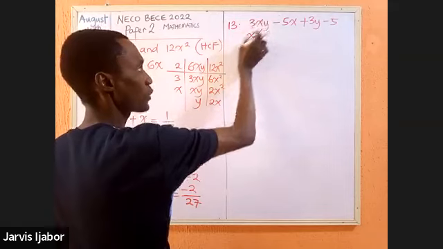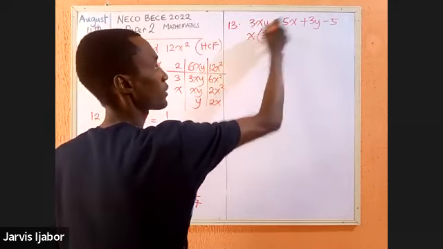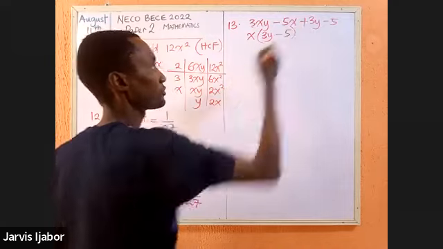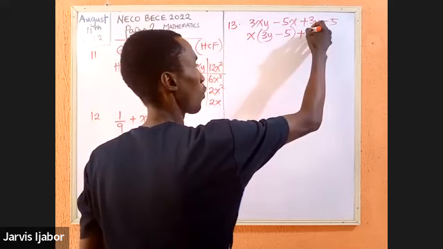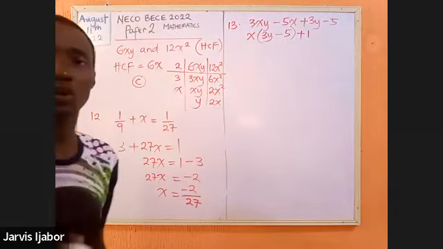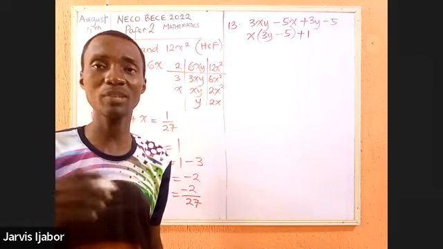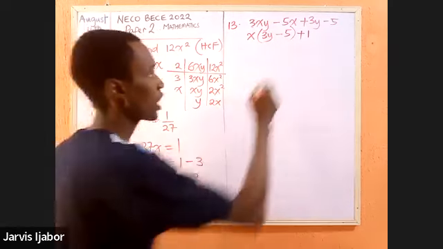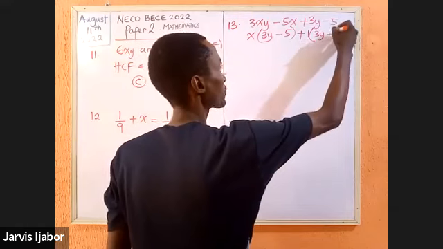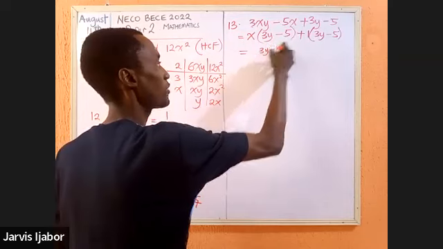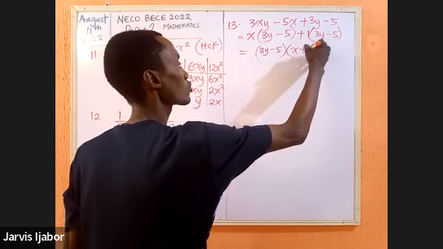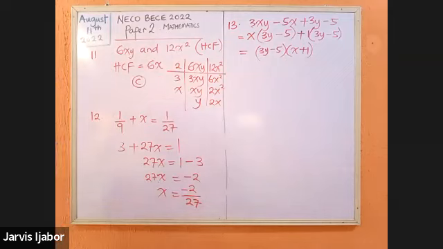If I factor x out, I'll be left with 3y. Minus, if I factor out here, I'll be left with 5. Plus 1. Where a factor does not seem to exist, we assume that that factor is 1. So that will be into 3y minus 5. So this will give me 3y minus 5 into x plus 1. That takes care of question 13.